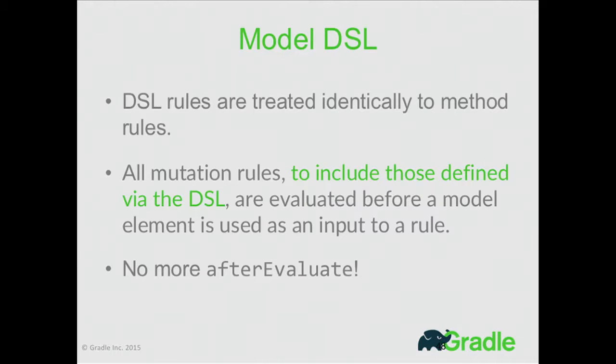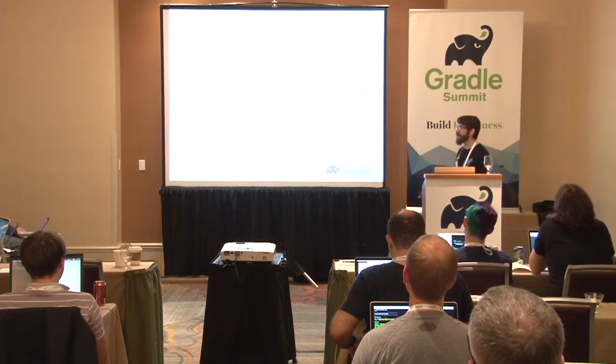Basically, we treat DSL rules the same way we treat method rules. Whether it's a mutation rule in the DSL or a mutate-annotated rule on a method in a rule source, they're treated exactly the same way, and we do all the ordering to make sure all the configuration happens at the right time. All mutation rules, including those defined in the DSL, are evaluated before an element is used as a rule input, which means no more afterEvaluate. We don't have to worry about that.